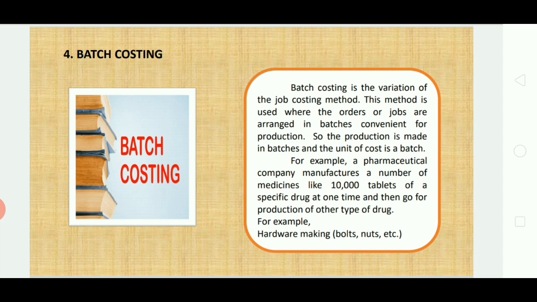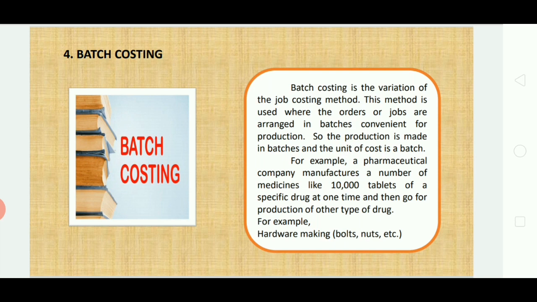So, the production is made in batches and the unit of cost is a batch. અહીંયા તમારો cost unit છે એ કયો થશે? Batch. That means you need to find out the cost of each batch. That means every batch cost you need to find out.